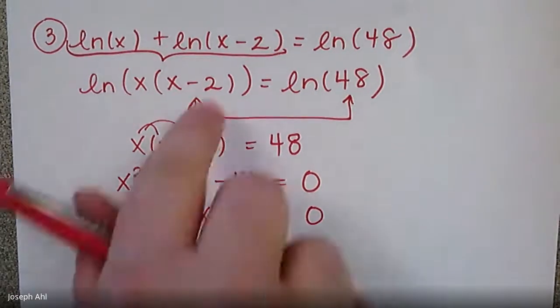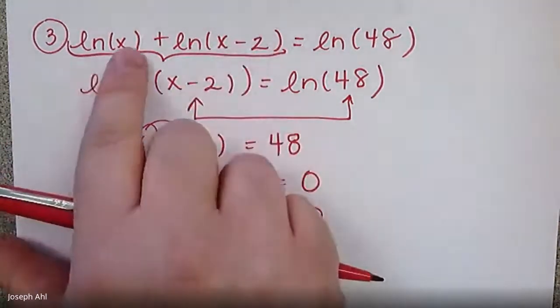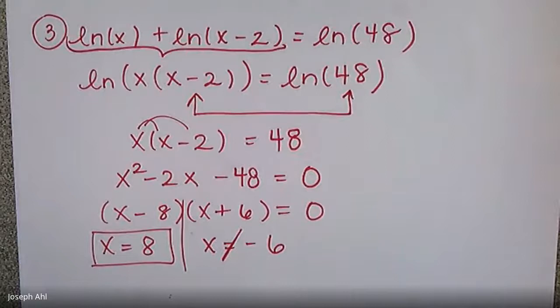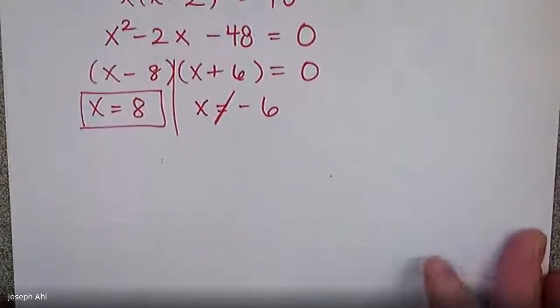This positive 8 does work. 8 minus 2 is a positive number. 8 is certainly fine in that spot as well. But don't rely on "oh yeah, negatives never work and positives always work." That's actually not the case, okay? Plug them back into the original equation. Make sure you're not taking the natural log or the log of anything that is a negative or 0.